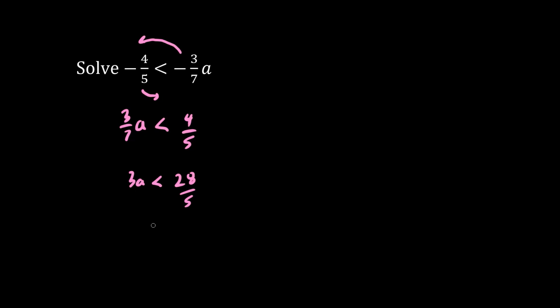Finally, we divide both sides by 3. So we have a is less than 28. When we divide by 3, the bottom becomes a 15. When we have 28 over 5 divided by 3, it's the same thing as saying multiplied by the reciprocal, 1/3. 5 times 3 is 15. So here is one answer.